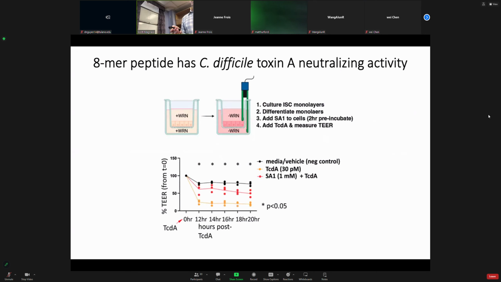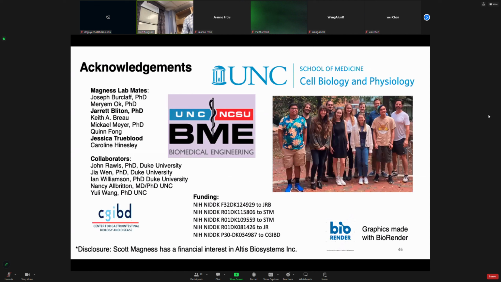And when we did that, you can look here, the media alone, the negative, is in black. When we added the TcdA alone, we had a significant drop in TEER in the yellow. And when we added the peptide, we nearly rescued the barrier function effects. So it neutralized the effect of those toxins.